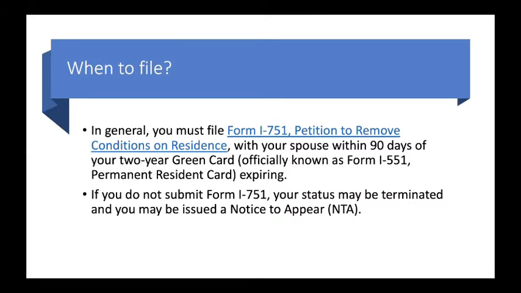Paano kung hindi na kayo magkasama? Say namatay ang spouse petitioner o kaya nagkaroon ng annulment or nagkaroon ng abuses. We're gonna talk about that later. Kung hindi ka makapag-file ng Form I-751, your status may be terminated and you may be issued a notice to appear. Ano ba ang notice to appear? Ano ang significance ng NTA? Kapag nakatanggap ka ng NTA, ang ibig sabihin na to ay you're being placed in the removal process. So, dinideport ka ng gobyerno. Ayaw natin yan.